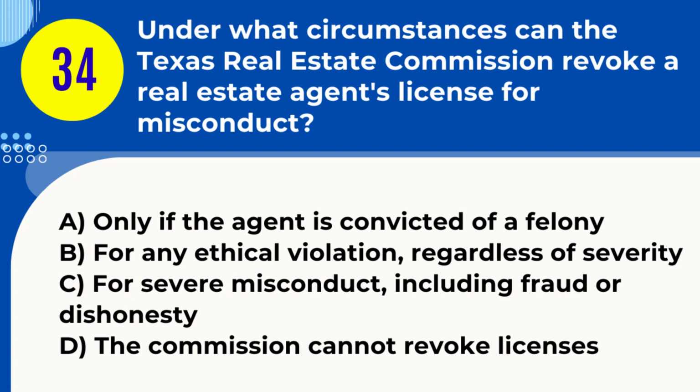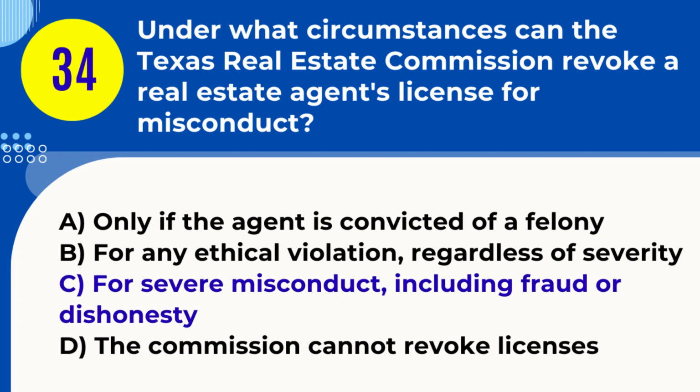Question 34. Under what circumstances can the Texas Real Estate Commission revoke a real estate agent's license for misconduct? A. Only if the agent is convicted of a felony. B. For any ethical violation, regardless of severity. C. For severe misconduct, including fraud or dishonesty. D. The Commission cannot revoke licenses.